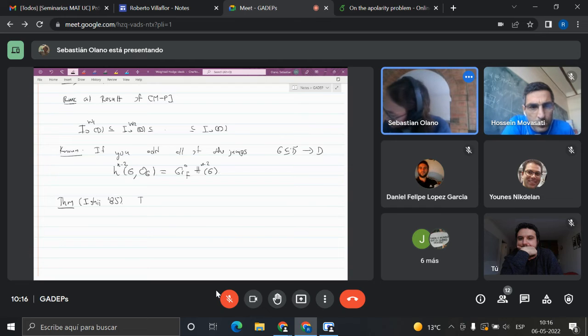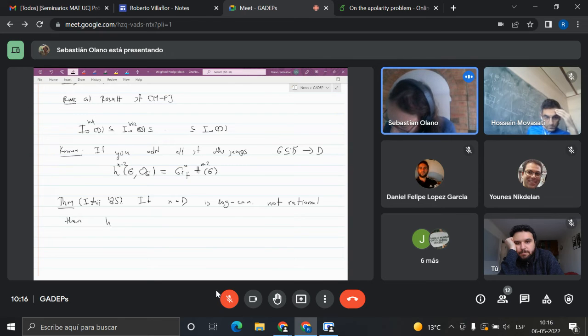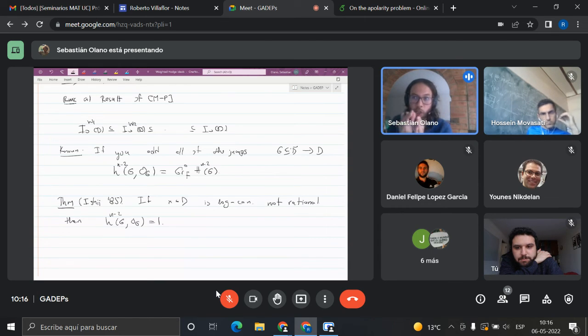It tells you this: if we're looking at a singularity that is log canonical and not rational, so a way of saying this is if it is strictly log canonical, then H^{n-2} of G is 1. So this dimension is 1. What this means is that the quotient of the last one by the first one is one dimensional, which means that you only have one jump, right? You start with the maximal ideal, and at some point you jump and have the trivial thing, and that's all you get.